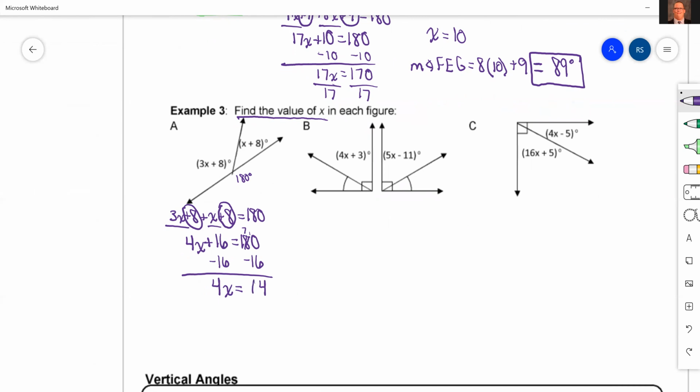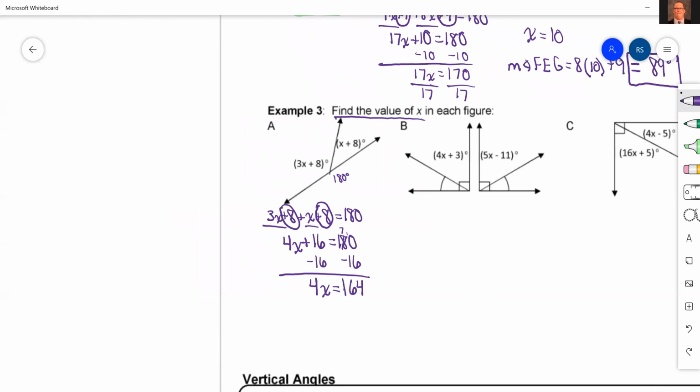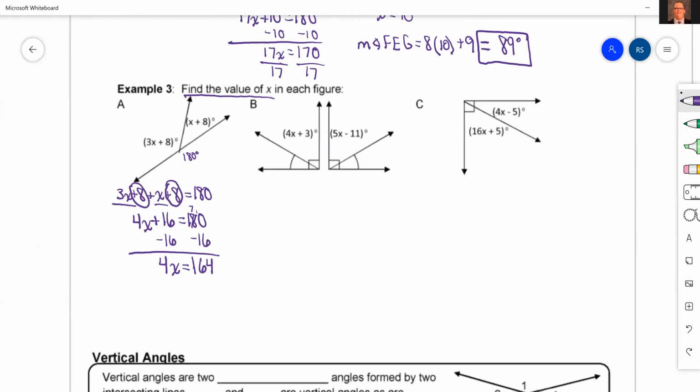Minus 1, 6... 164. So 4x equals 164. Divide by 4, and you get x equals, let's see, 4 divided by 4 is 1. So you should get x equals 41. And they just ask us to find x. We're not having to find any angles. That's what the main directions say. Find x.